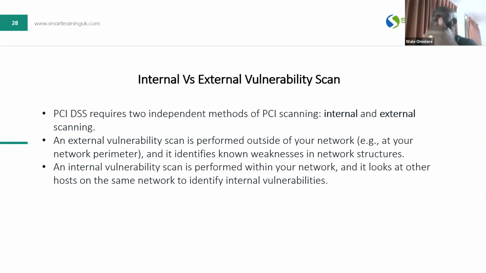So an external vulnerability scan is performed outside of your network, all right? E.g., at your network perimeter. Please focus here. I use the word perimeter, all right? I want you to note that word, all right? And it identifies known weaknesses in network structure, all right? So what is a perimeter?